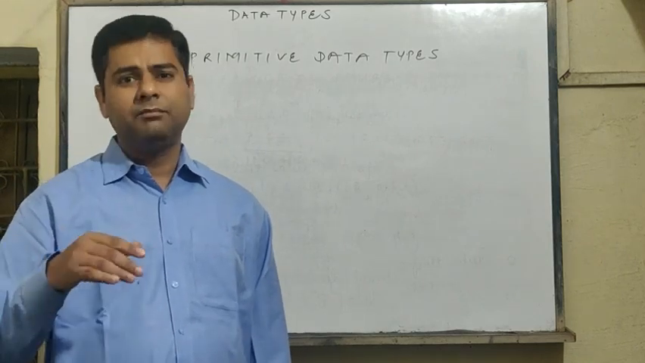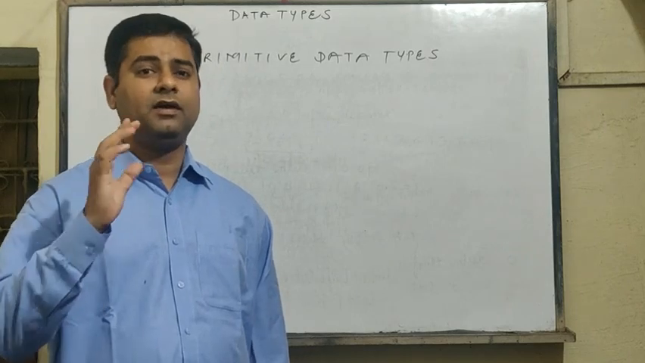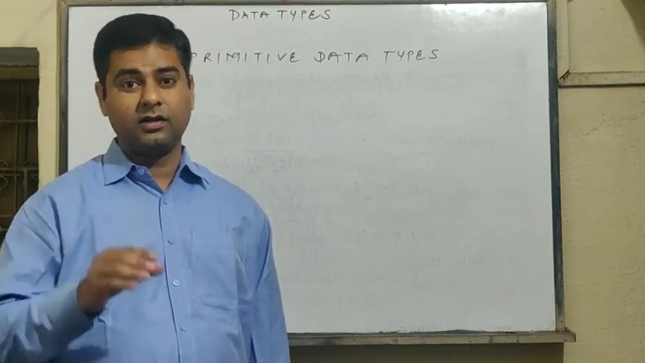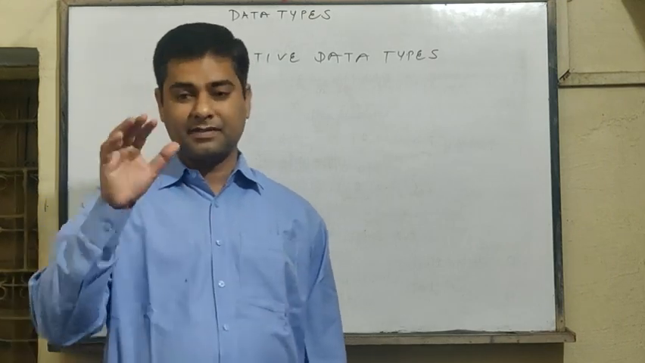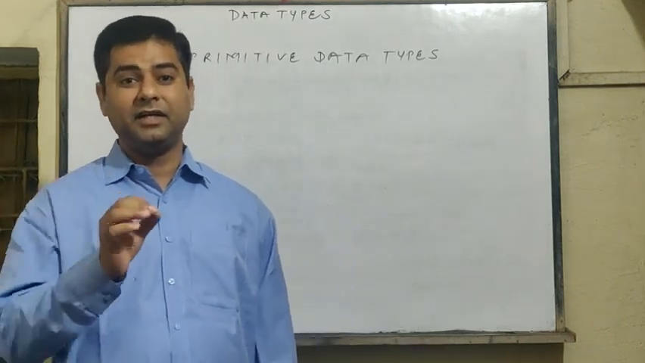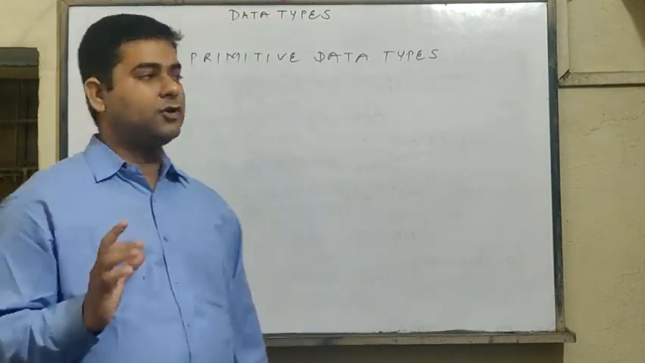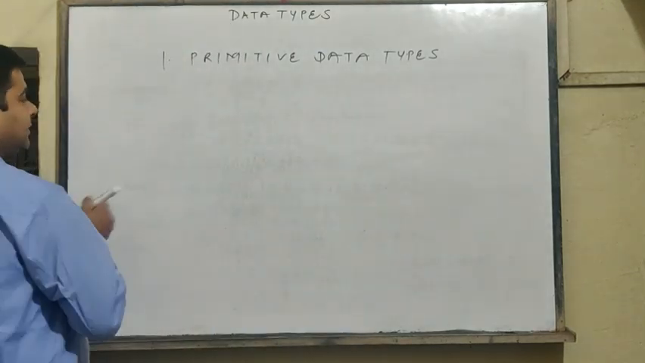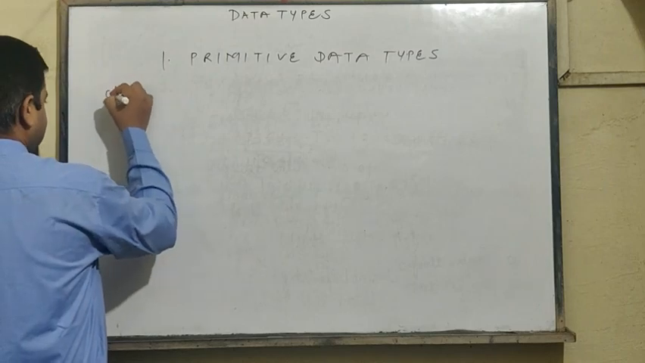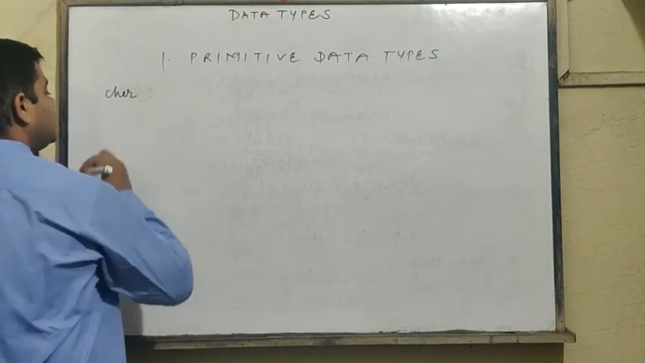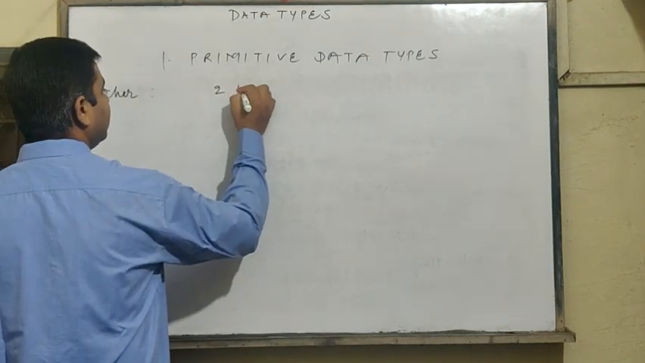Maybe dollar, maybe asterisk sign, maybe caret sign, maybe single quote, maybe double quote, maybe slash, or maybe semicolon, maybe Z, T, Q, R, whatever. When you want to store a single character, for that particular purpose, we use character data type. Okay? It assumes 2 bytes of memory.